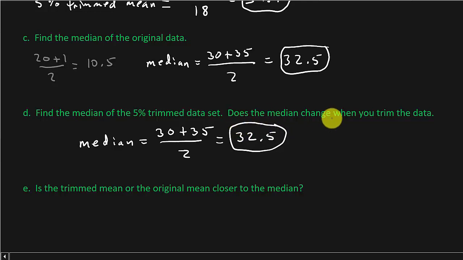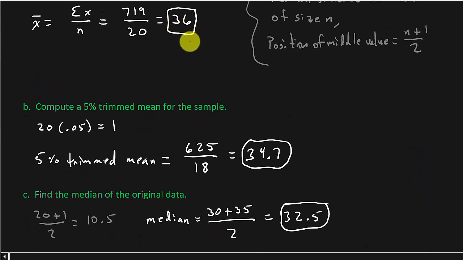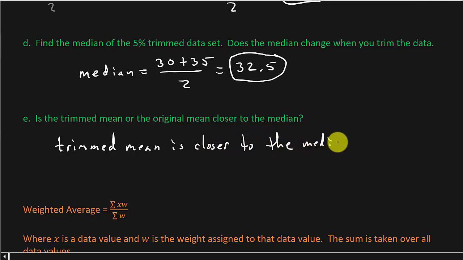And it asks, does the median change when you trim the data? No, because you're taking the same amount of data values off of each side, so the middle is not going to change. Then it says, is the trim mean or the original mean closer to the median? The median is 32.5. Here's the original mean, here's the trim mean, and we can see that the trim mean is closer. So we would write the trimmed mean is closer to the median. All right, so there you go.